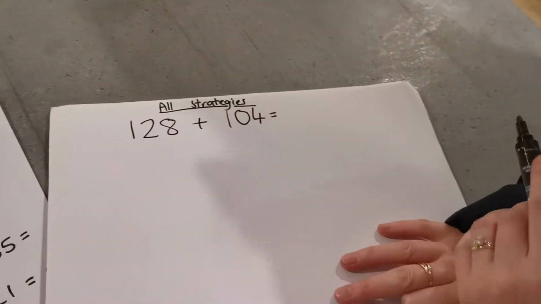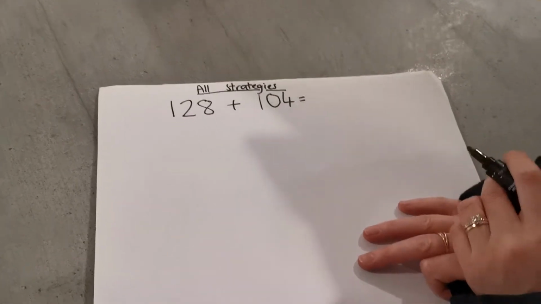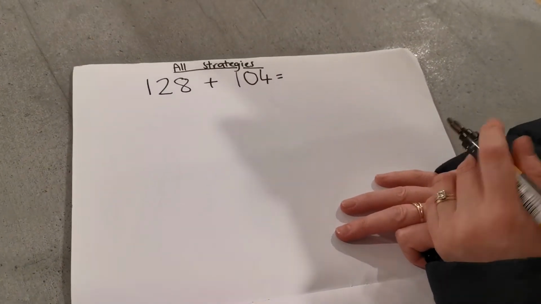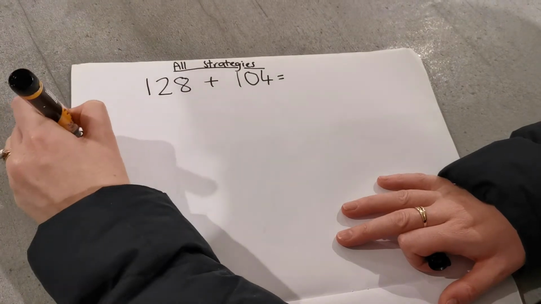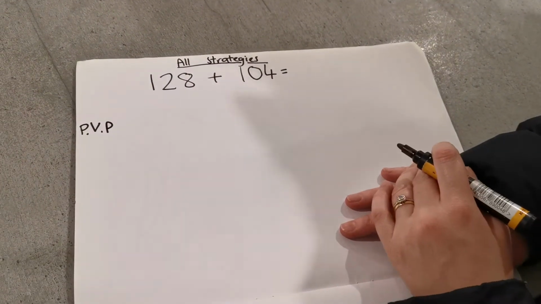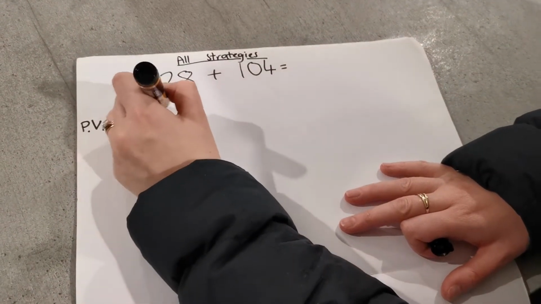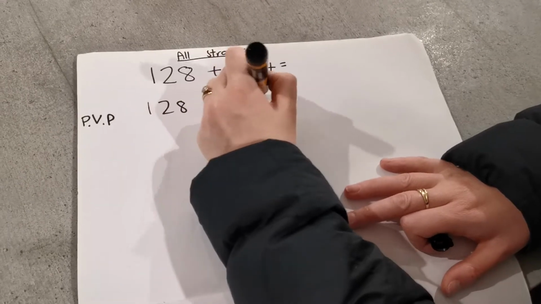So I've got 128 plus 104. I'm going to look at answering this 3 different ways. So here we go. I'm going to write PV there for place value partitioning, and that's going to be my first one. So I'm going to write out the equation again, 128 plus 104.